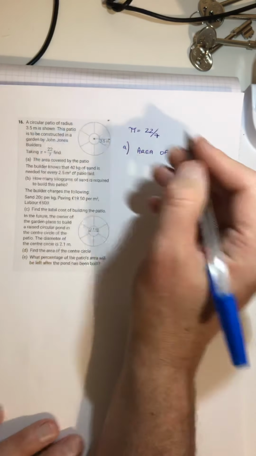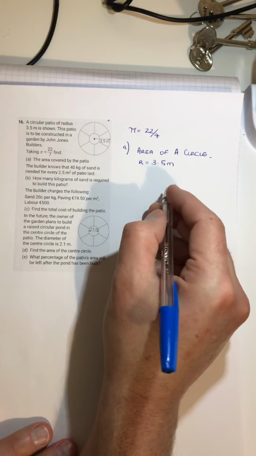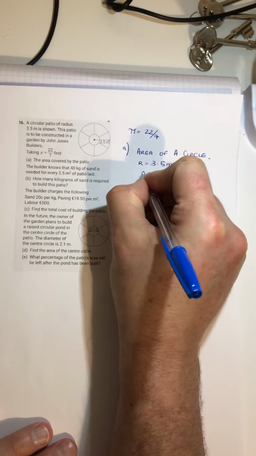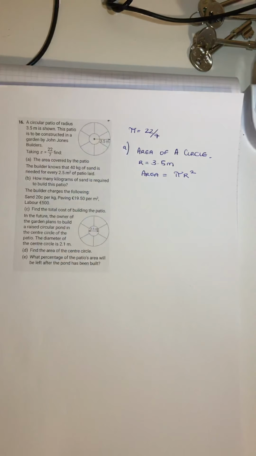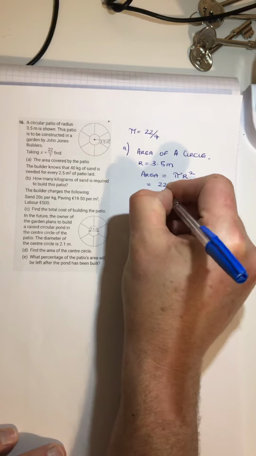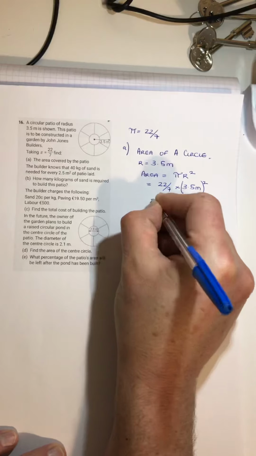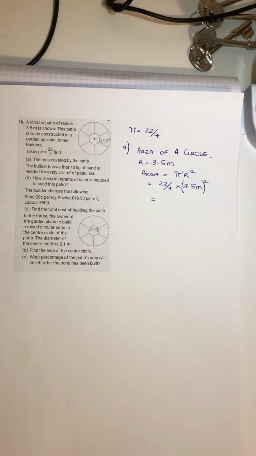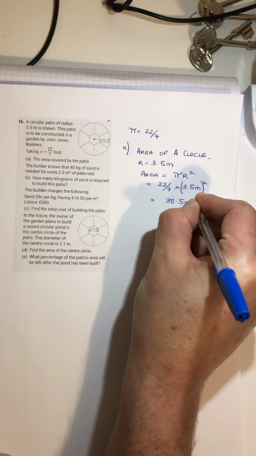And the radius is 3.5 meters. So how do we find the area of a circle? The area is equal to pi r squared. And that's given to us, so we don't have to go learning that off by heart, okay? So in this case, pi is 22/7 multiplied by 3.5 meters squared, which is equal to 22/7 multiplied by 3.5 squared, which is 38.5 meters squared.